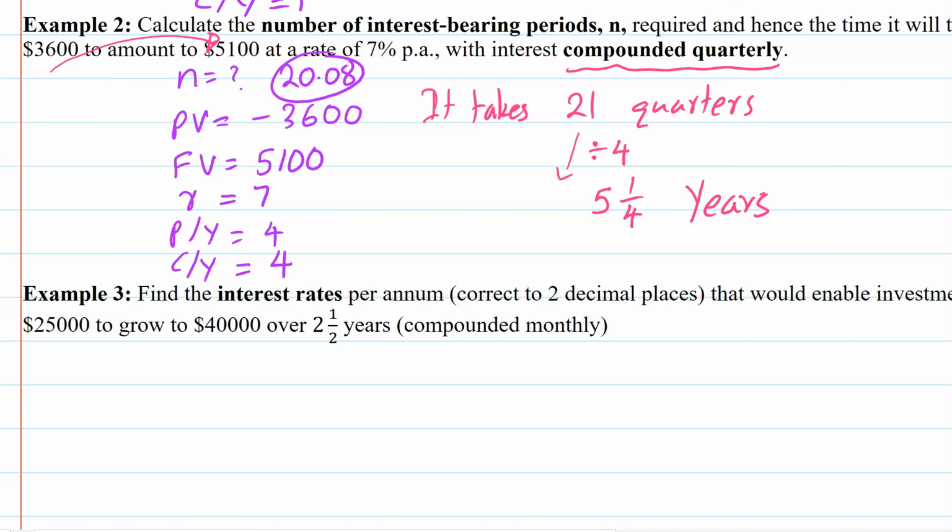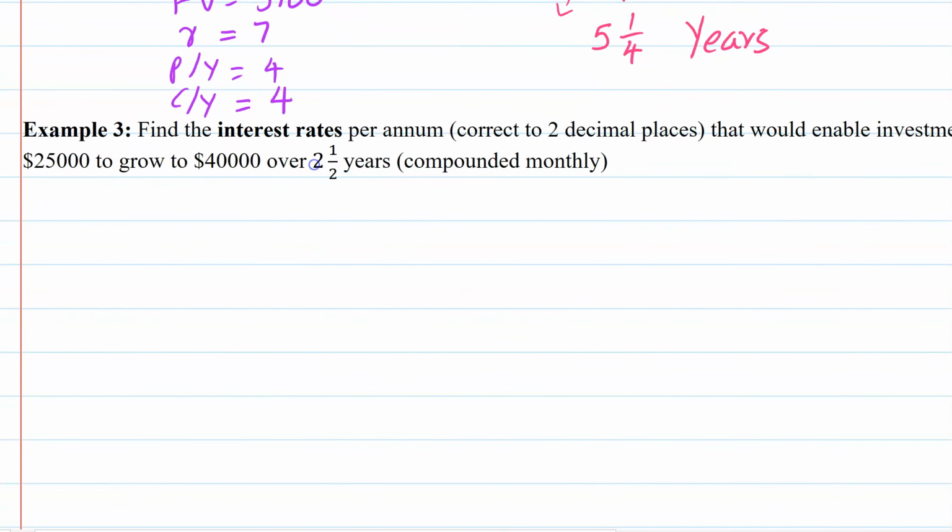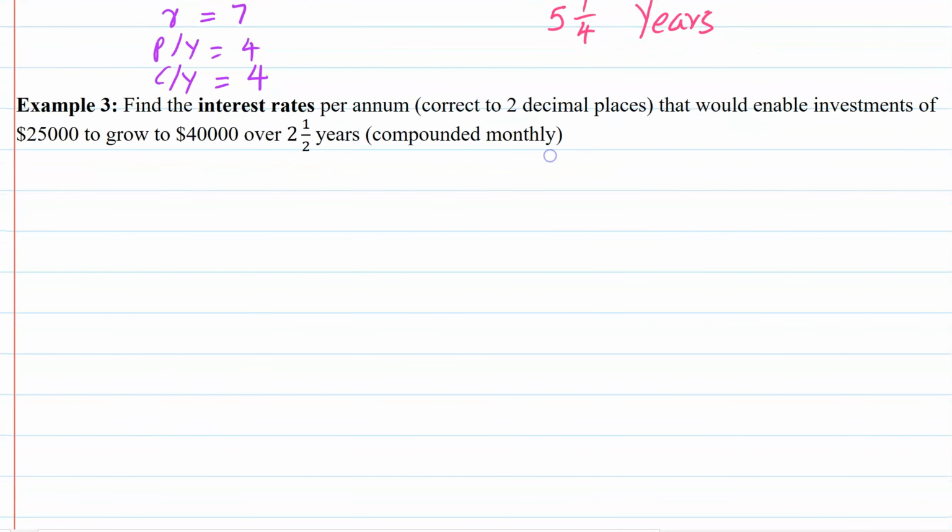Let's go to the other question, the last one, where we are going to find the interest rate. Now this is the one with the interest rate. Let's write down the ones that we have. N, present value, future value, payments a year, and compounded a year, and R, which I do not know.